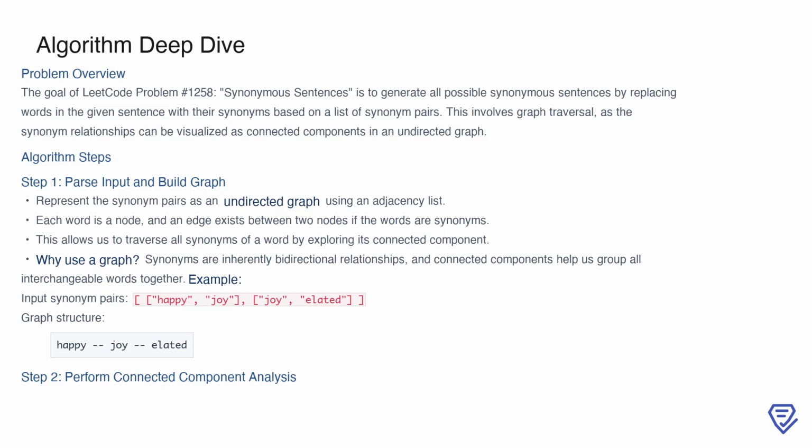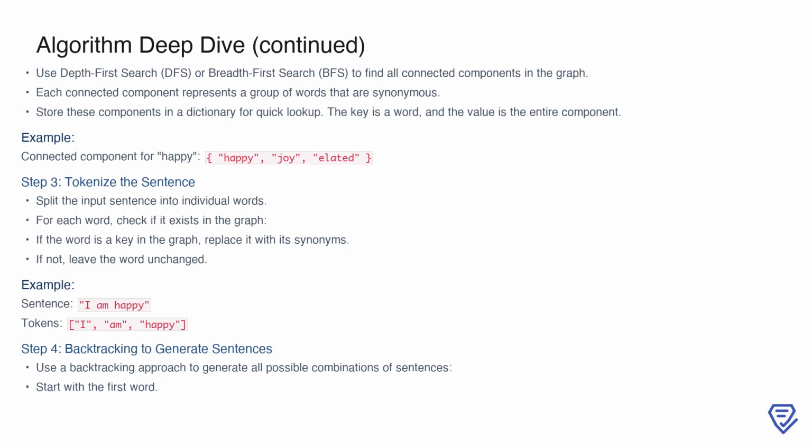For instance, consider the synonym pairs happy, joy, elated. Here, happy, joy, and elated form a connected component, meaning these words can be used interchangeably. Representing synonyms as a graph helps us efficiently manage these relationships and is the foundation of the solution approach. To work with the graph, we perform connected component analysis using either depth-first search or breadth-first search. This allows us to identify all groups of synonymous words.